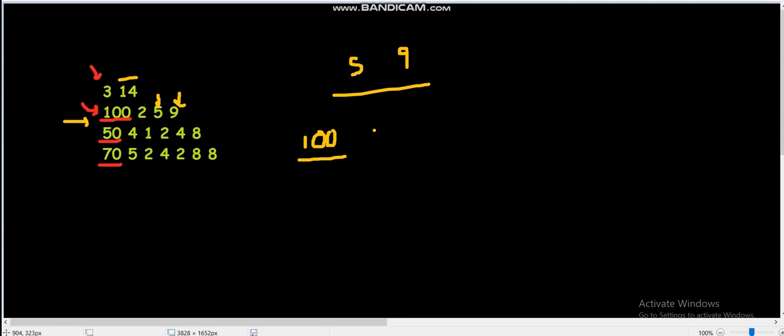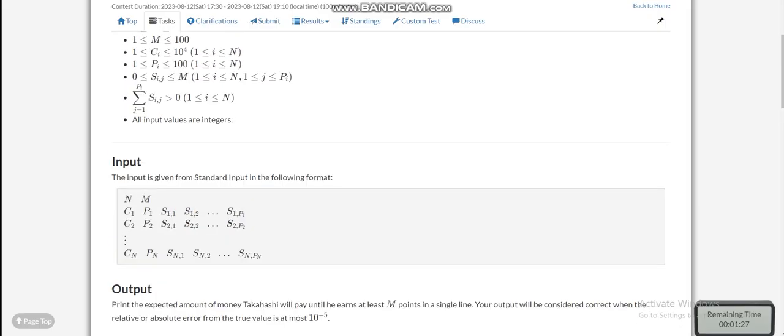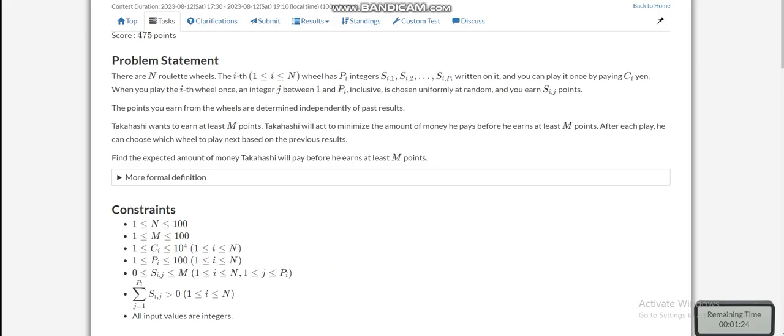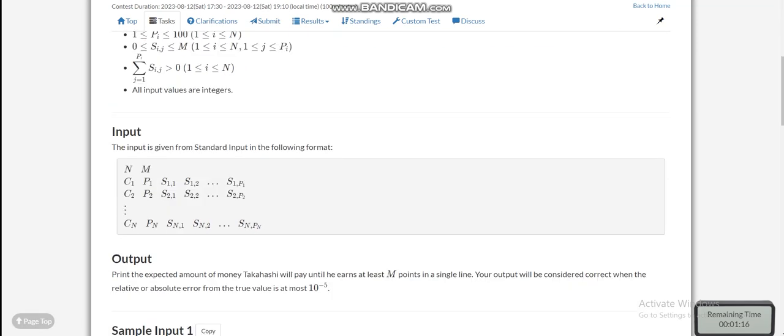So there are two variables here. The first variable is the points, and the second variable is the cost. When he chooses the first wheel, he has to pay cost C_i, and he will earn anything from S_i1 to S_iPi. I hope you got it. This is the problem, and I hope you know the general concept of expected value. Here you can read the more formal definition; I am not going into the details. So let's jump into the solution idea.